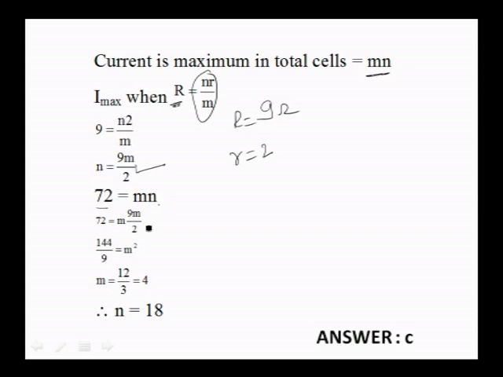Then substitute the value of n in the equation. Cross multiplication: 72 into 2 is 144. This 9 is shifted over here. 144 divided by 9 is equal to m square. Therefore, m is equal to 12 divided by 3, that is equal to 4. Therefore, m is 4 and n is equal to 18. It means that n number of cells are connected in series in m rows. Hence, the correct answer is C.